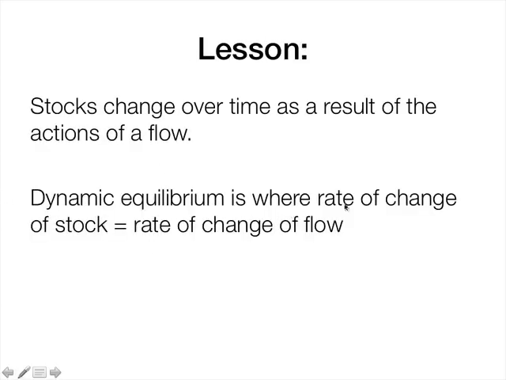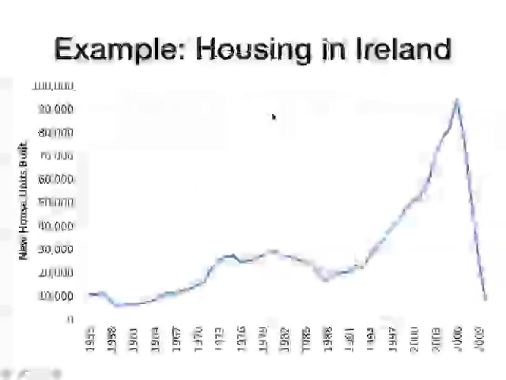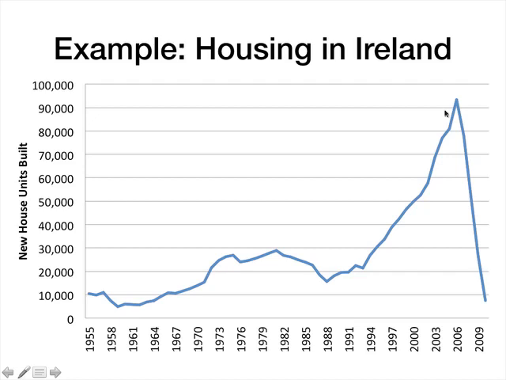Remember, the stocks change over time as the result of the actions of the flow. At any particular point in time, you will have a certain number of houses. But this line measures new houses built. So this is the addition to the stock. And what is the definition of an addition to a stock? It's a flow. Okay? So this is a flow. And what you see here is that the flow stopped very, very rapidly at the end of 2009. The tap was shut off. You could describe this as a reinforcing process that started here and stopped right there. So that's why this is a flow and not a stock.